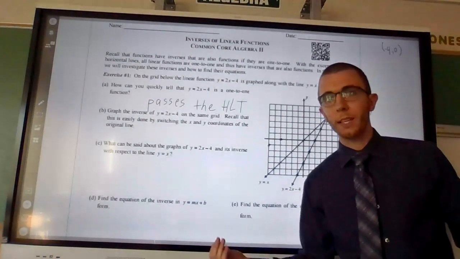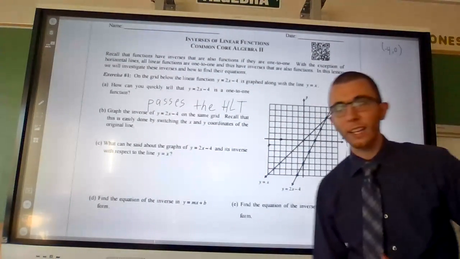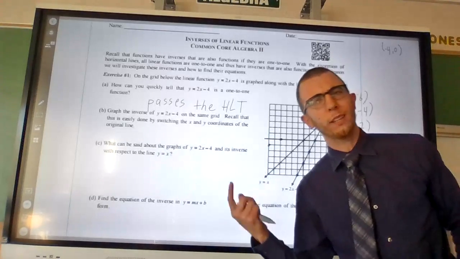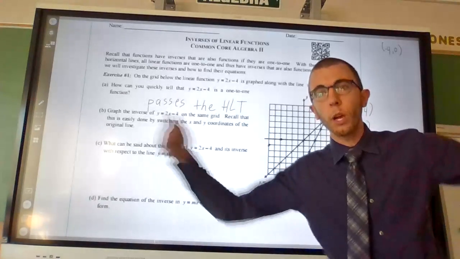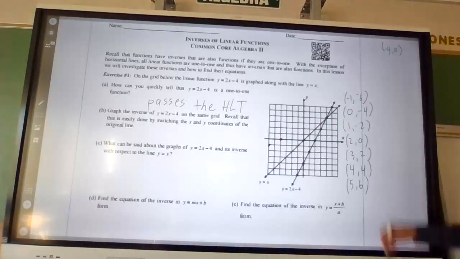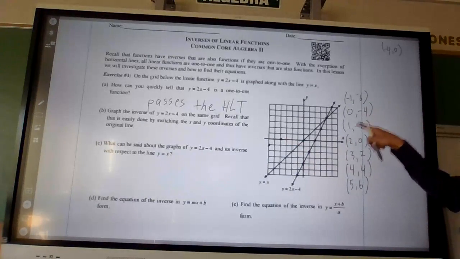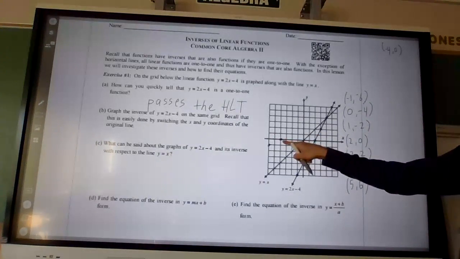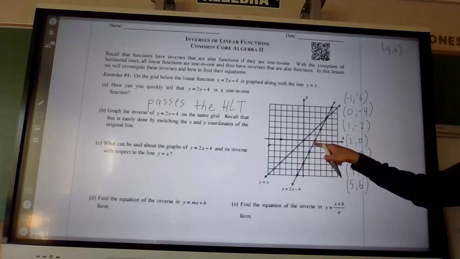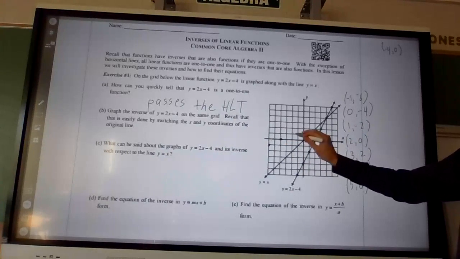So I hope you guys were paying attention. I hope you didn't just blindly copy that down. You should have thought, wait a second, that's just not right. Mr. Poley, what are you doing? Okay, now we got it. So 0, -4 becomes -4, 0. 1, -2 becomes -2, 1.